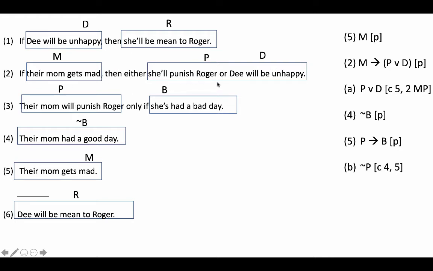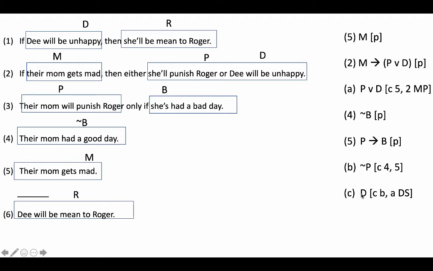I could use 2, but there's something simpler I can do. I've already used 2 anyway, right? I used 2 to get to A. So let's combine not P with P or D. If I know that P is false, and I know that either P is false or D is true, then I know D must be true. And that's a conclusion from B here and A.